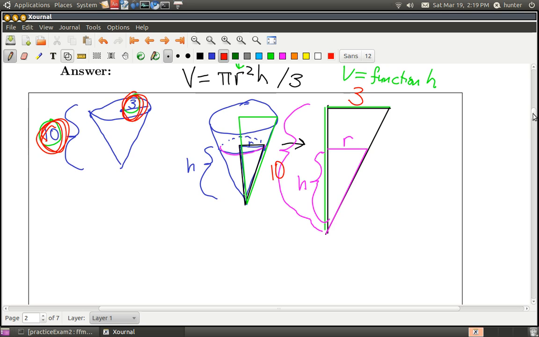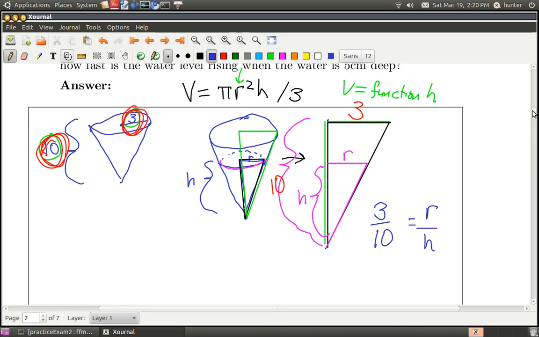So by similar triangles, similar triangles means that the pink triangle and the green triangle are just the same triangle at different scales. So that means that the relationship that 3 has with 10 is the same as the relationship that r has with h. Okay, and this is great because now I can solve for r, and then in my main equation I can just have one variable h.